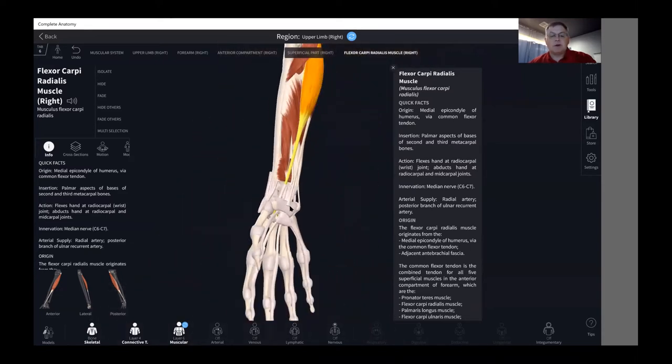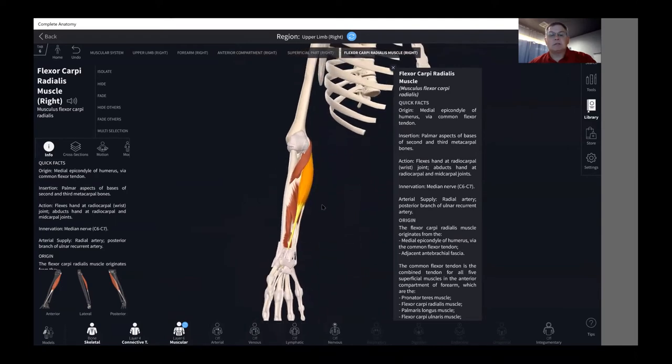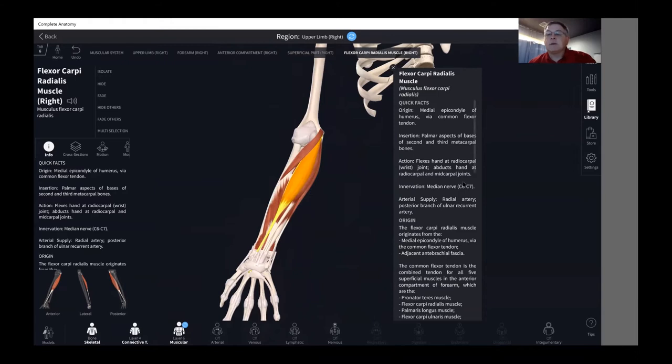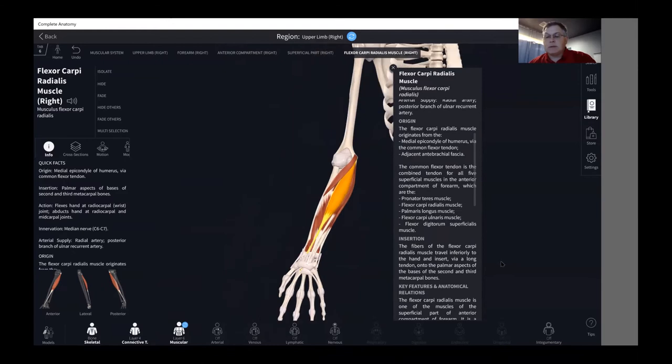So flexor carpi radialis crosses the carpal rows themselves. Its action is it flexes the hand at the radiocarpal or the wrist joint, and it abducts the hand at the radiocarpal and the midcarpal joints. Its innervation is the median nerve.